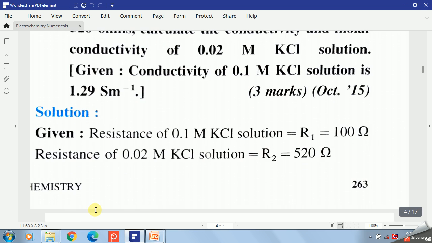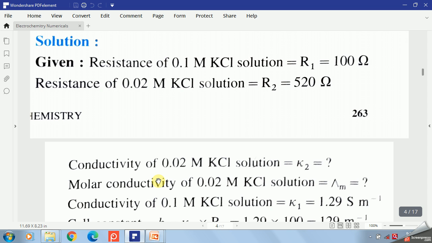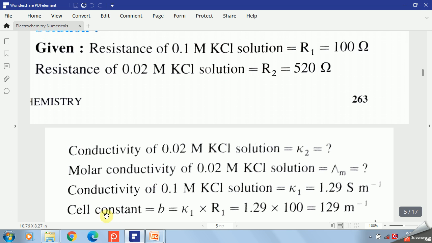So what is the formula? Conductivity and resistance of the first solution are given. So with the help of that we can calculate the cell constant. Cell constant is nothing but K1 into R1, conductivity of the first solution into resistance of that first solution. So what is conductivity of the first solution? It is 1.29 Siemens meter inverse, and the resistance of the first solution is 100. So your answer is 129 meter inverse.